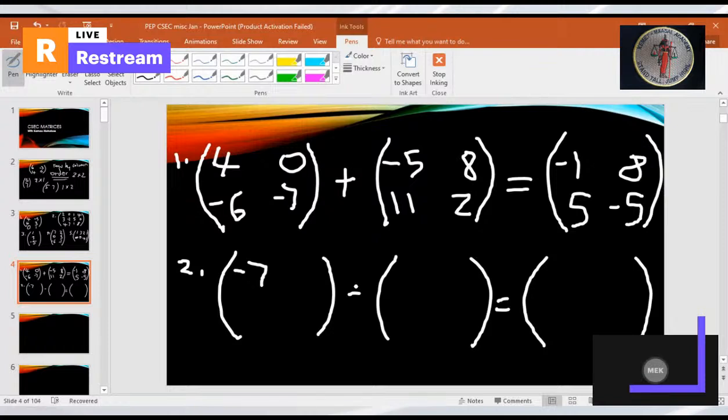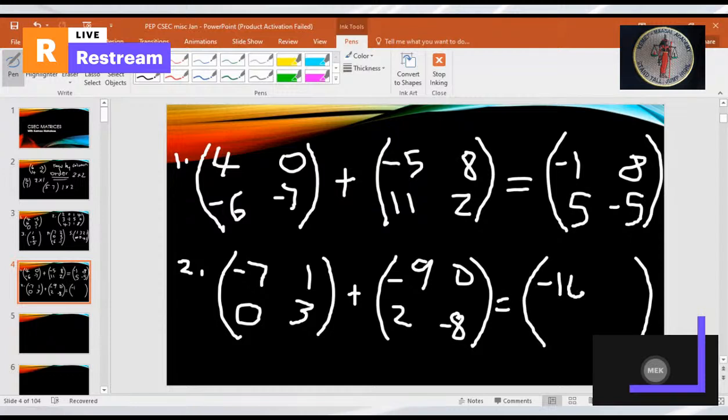All right, so again, with corners, and we switch the other number in the matrix. So negative 7 is the same as negative 9. So it's negative 7 plus negative 9, which is negative 16. 1 plus 0, which is 0 plus 2, which is 2, and 3 plus negative 8, which is negative 5. Let's do 2 more addition, and then we go on to subtraction.